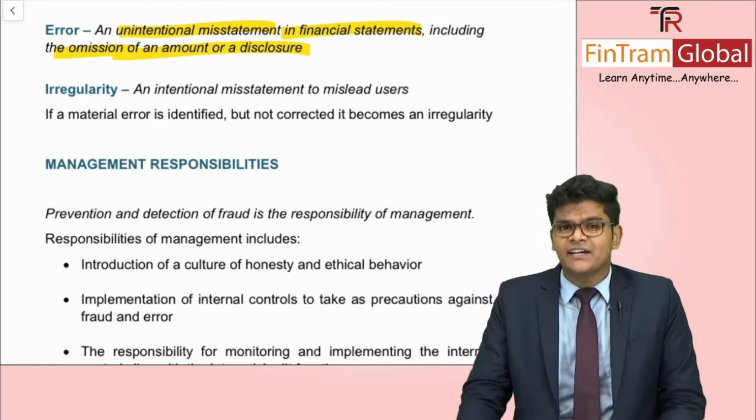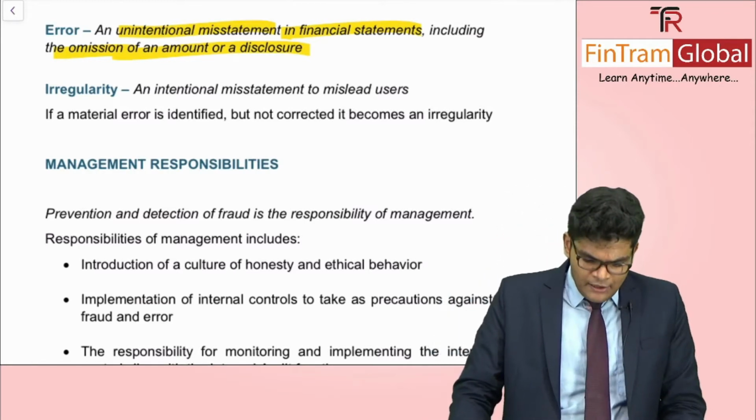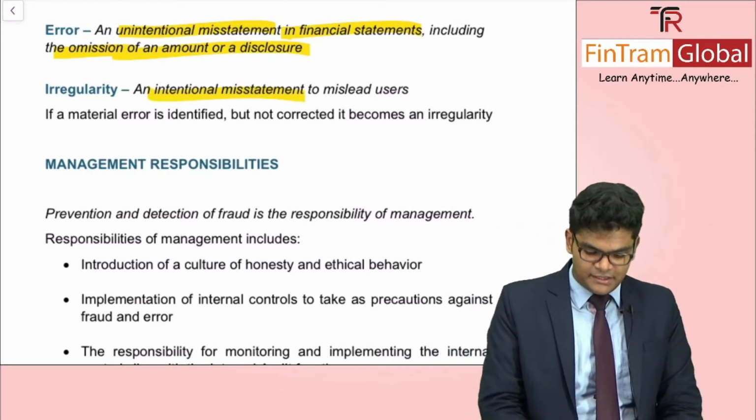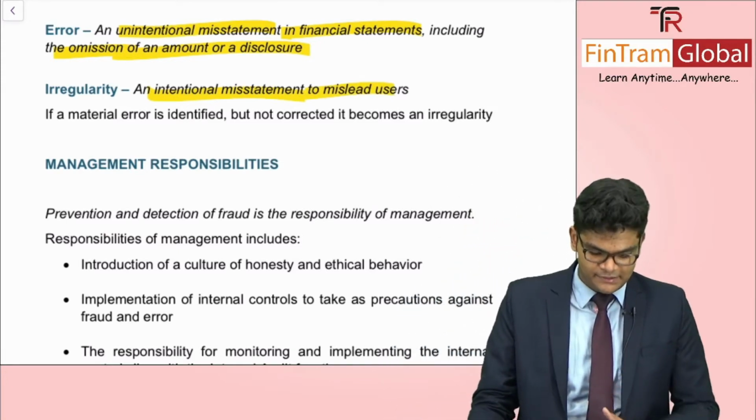Then you have irregularity, which is another specific term. So what exactly does an irregularity mean? Well, this is basically an intentional misstatement to mislead the users of financial statements. That's yet again a really relevant aspect, isn't it?